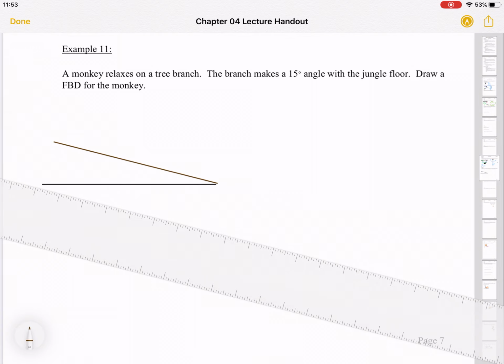And how do you draw a monkey? I don't know, let's start with the body, and then like a head, and some monkey ears, and some legs. And he's just like relaxing, right? So he's got his legs crossed and his hands behind his head. Great, that's awesome.